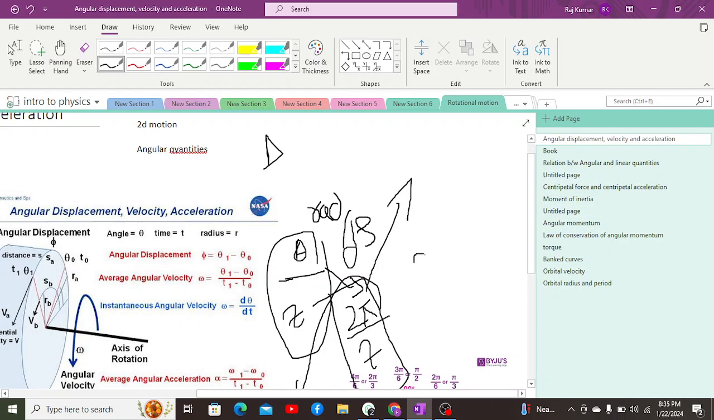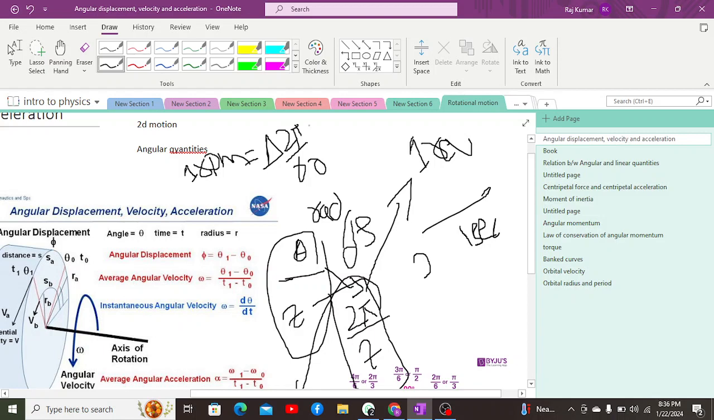While if we talk about revolution per second, then it would be considered in terms of one revolution per 1 second. And sometimes we are also given a condition: one revolution per minute is equal to how many radian per second? At that moment, one revolution per minute is equal to 2 pi upon 60 radian per second, because we know that one revolution is equal to 2 pi radian, and 1 minute is equal to 60 seconds, due to which 2 pi upon 60 radian per second is the answer.